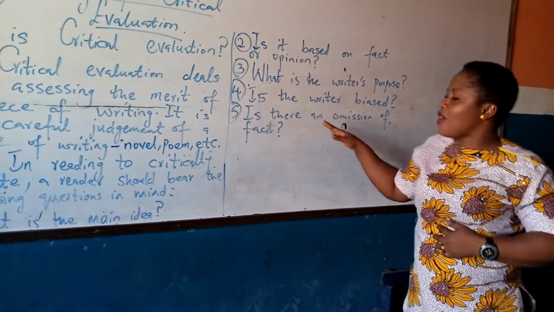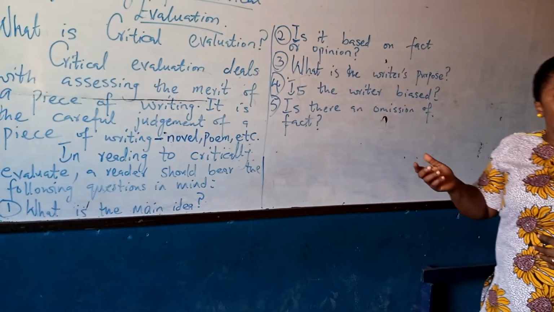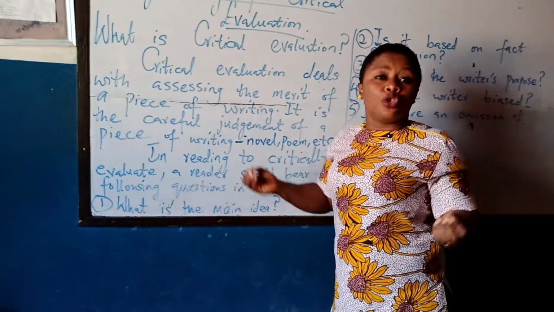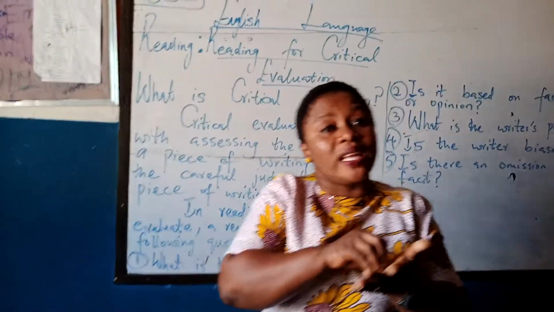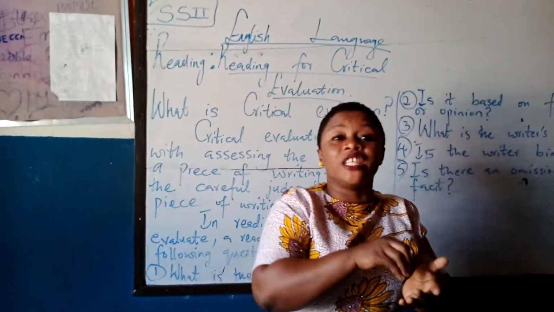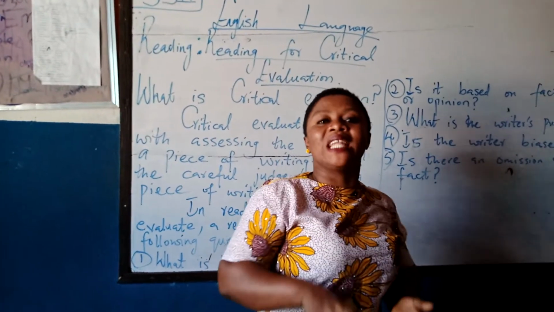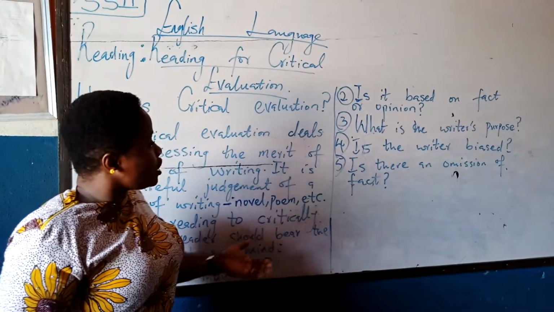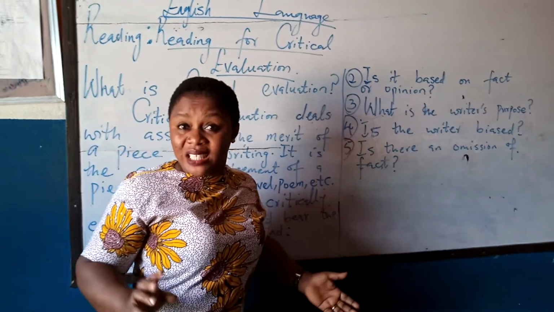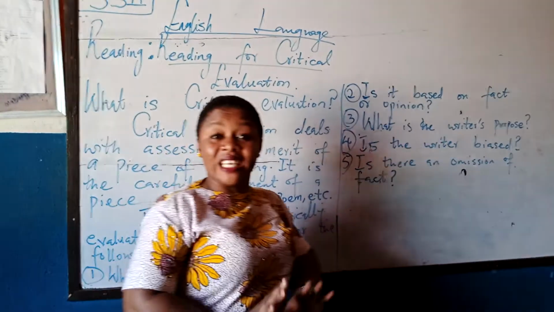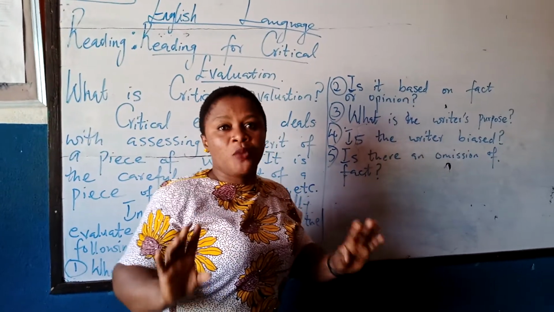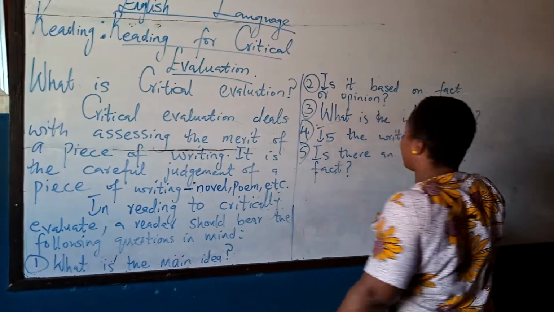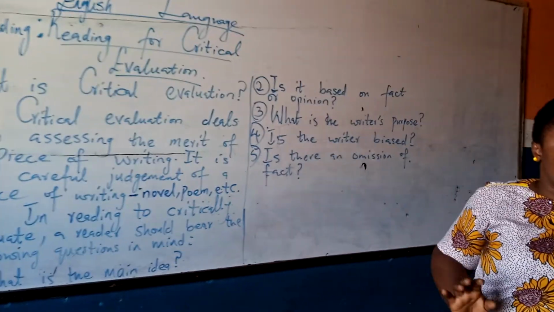Now, we may have an omission of facts. Sometimes, a writer may say in his writing that Nigeria gained independence in 1984 rather than 1960. You may have to say there is an omission of fact. The fact is that Nigeria gained independence in the year 1960. In that case, you may say that the writer has omitted a fact in the piece of writing.